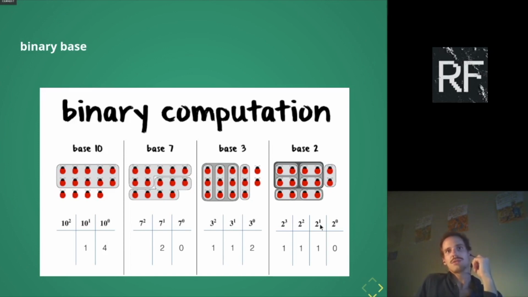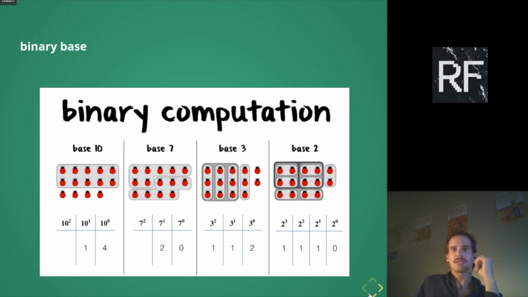The base 2, the binary base, has been chosen, so the information can be stored in only 2 ways, 1 or 0. So to represent the same number 14 in base 2, we'll need 1 unit of 2 raised to the power of 3, that makes 8, 1 unit of 2 raised to the power of 2, that makes 4, 1 unit of 2 raised to the power of 1, that makes 2, and 0 unit of 2 raised to the power of 0.